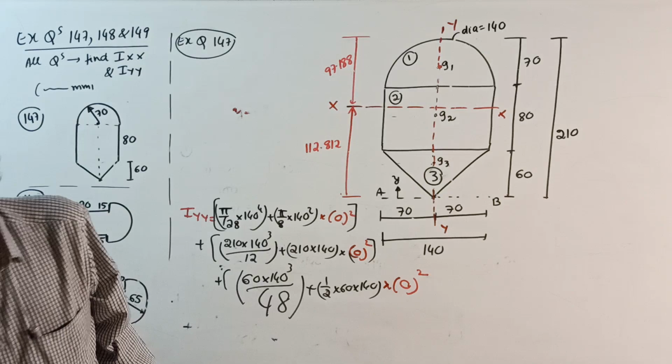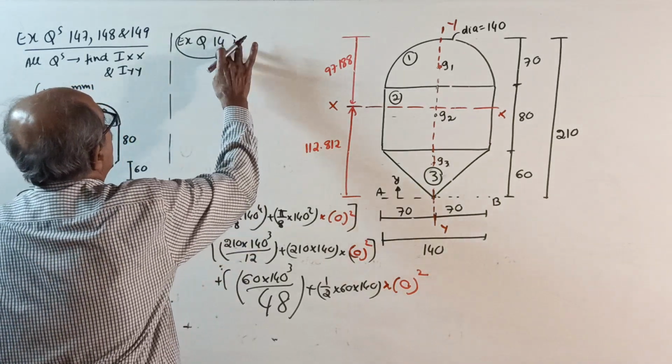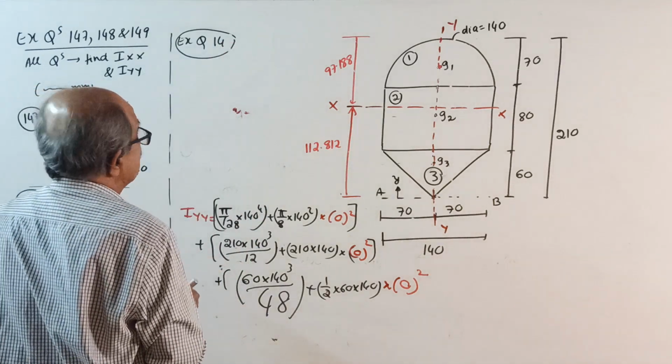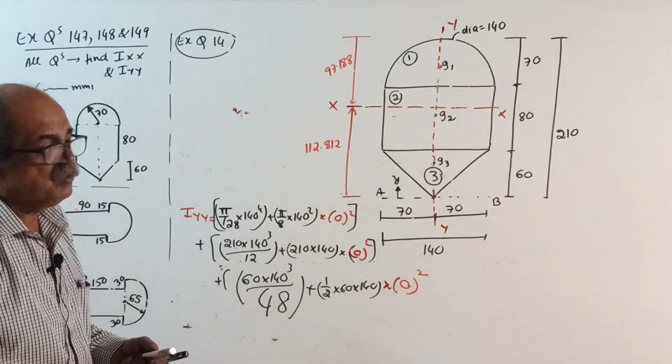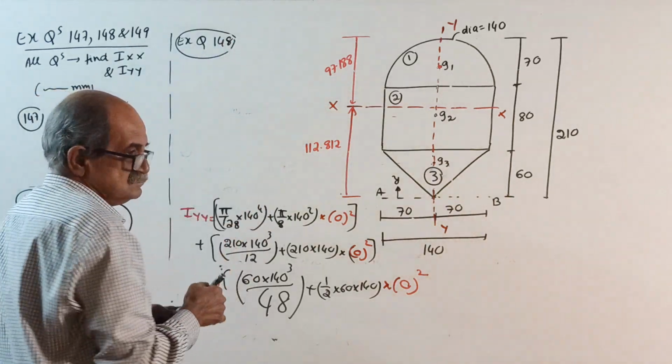Next, second question. Next question is 148. I'll write it first to save time. I don't want to waste time calculating in front of you. 148.